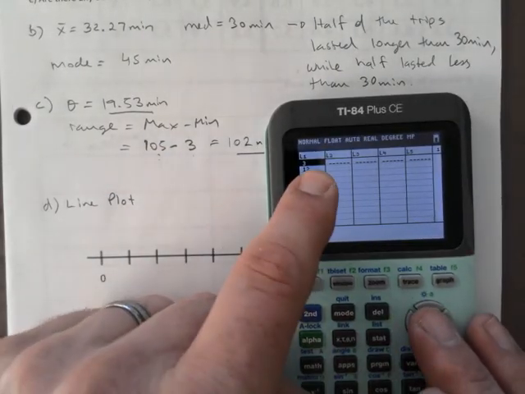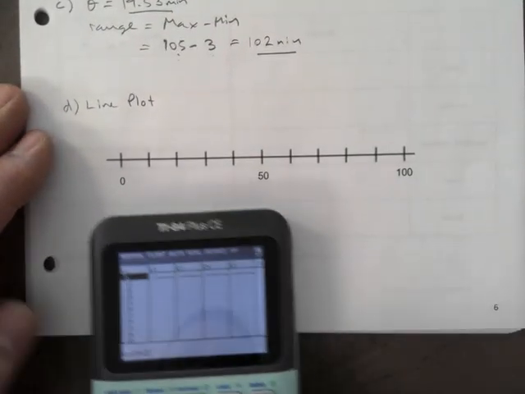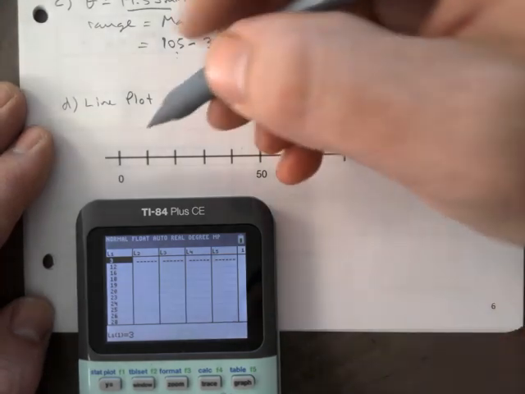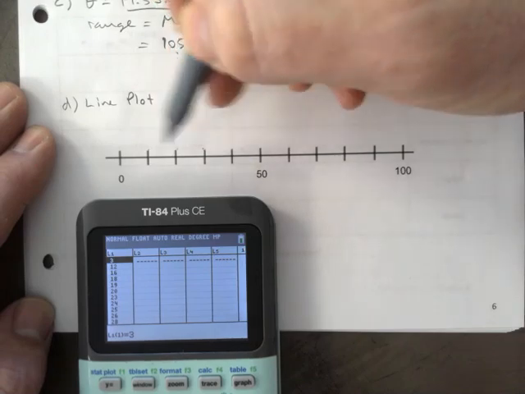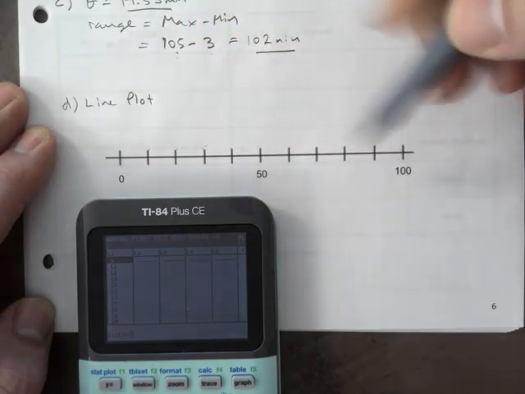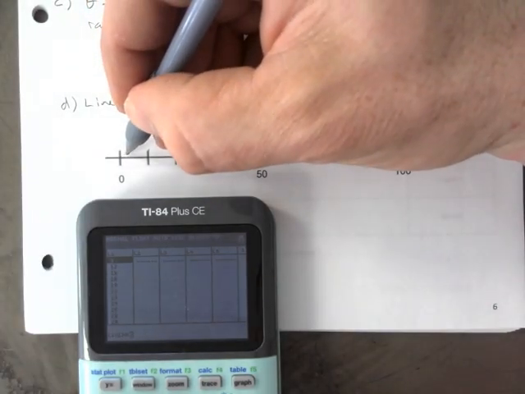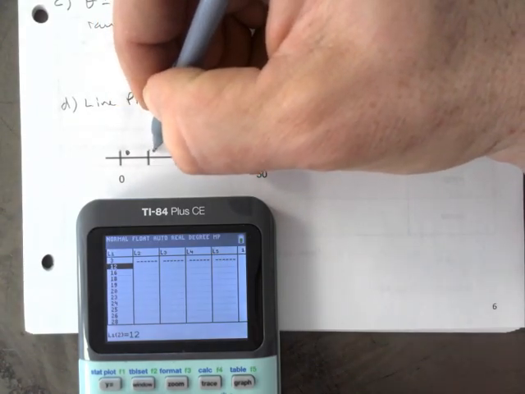Now, go to your L1 and have it sorted. If you have this sorted, it makes this so much easier. And if you watch the video, you know what I'm talking about. So what is my scale here? 10, 20, 30, 40, 50. So we're going up by 10, so that's good to know. So 3 would be right there. And then 12 would be right there.